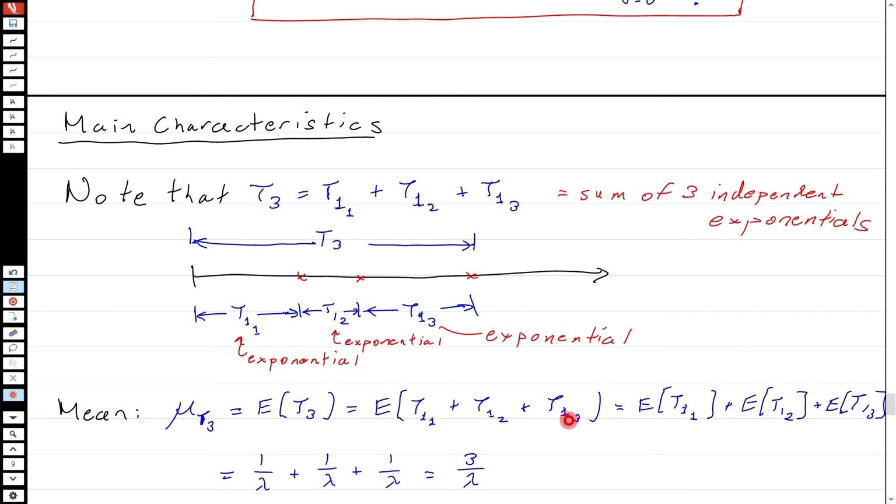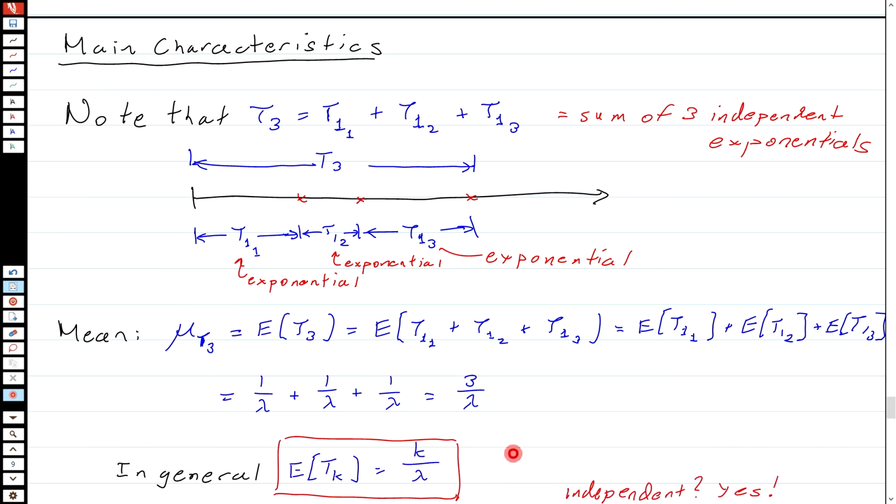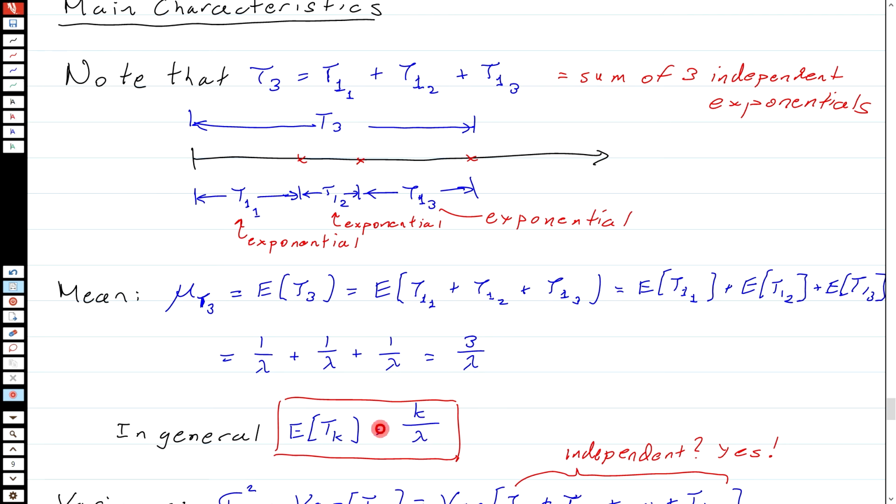And the expectation of a sum is, of course, the sum of the expectations. So to break it up at the plus signs, this is the expected value of a T1, T11, plus the expected value of another T1, T12, plus the expected value of another T1, that's T13. They're all independent, and they all have the same expected value, which is 1 over lambda. So in the end, I get the expected value of T3 is 3 over lambda. And in general, the expected value of Tk is just k over lambda.